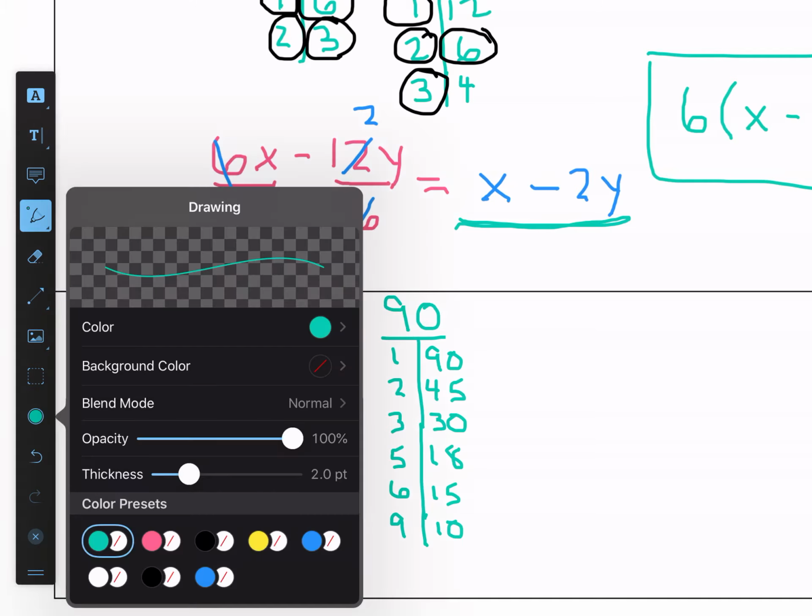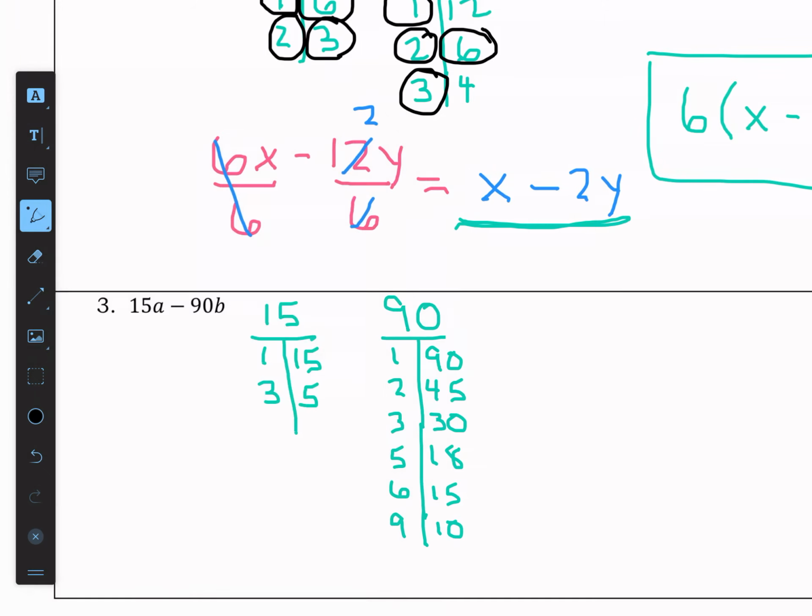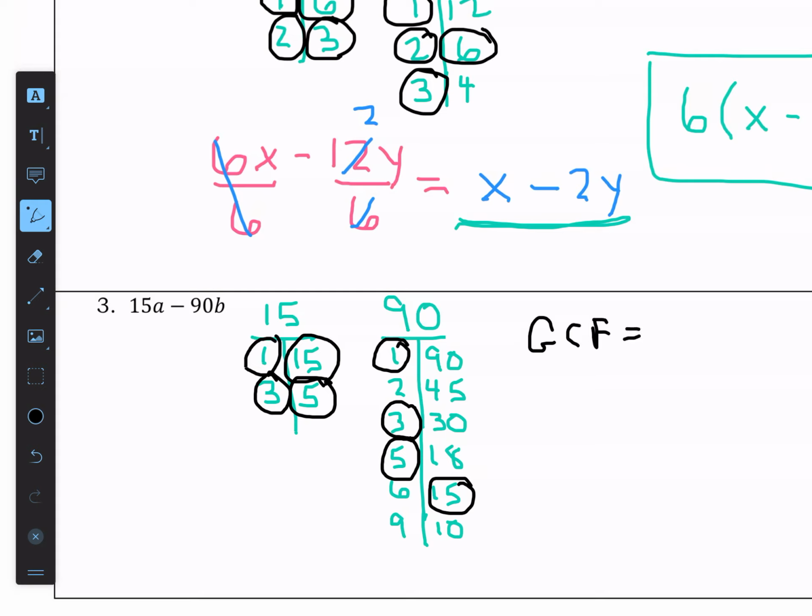All right. So now let's circle what numbers these two lists have in common. So they both have 1, they both have 3, they both have 5, and they both have 15. Okay? So the biggest number that the two lists have is 15. So that's our GCF. Okay? First step, done. All right?